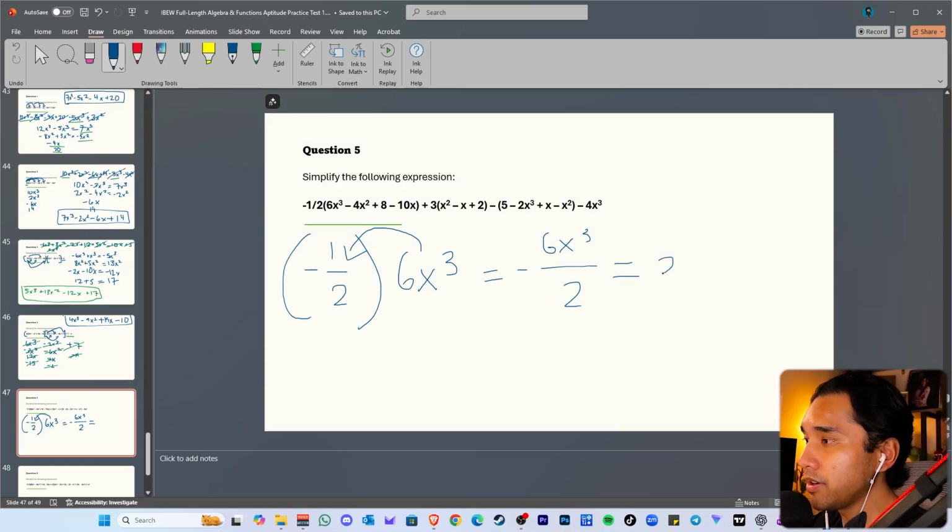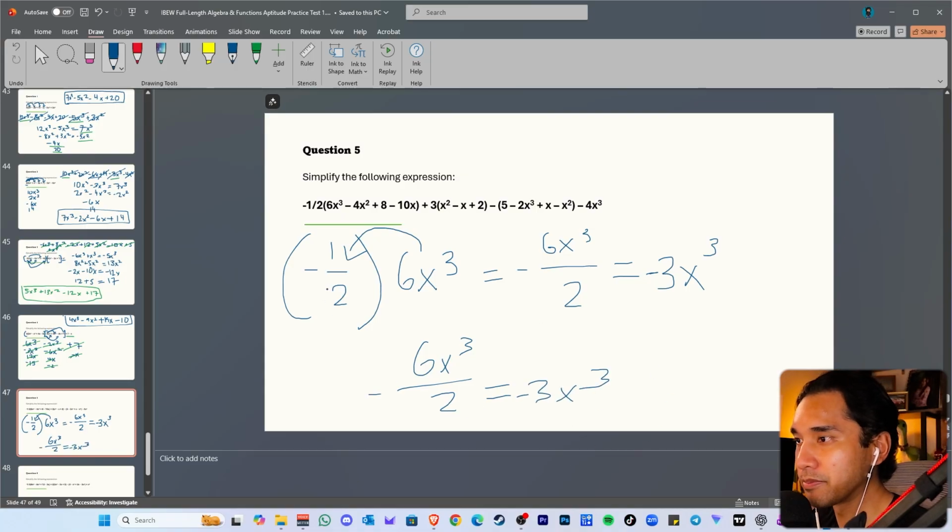And then what is 6 divided by 2? It's just going to be 3. And then you carry that x, 3x cubed, and remember that negative there. So this is how it looks. I just skip a step and put the 6x cubed already divided by 2 equals minus 3x cubed. I just do it really fast, but that's what's happening right here. That's multiplying with fractions.